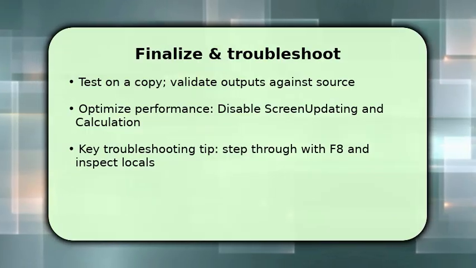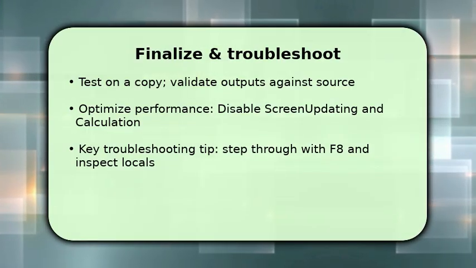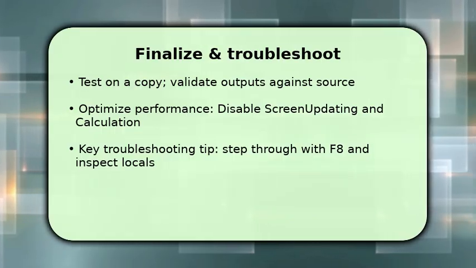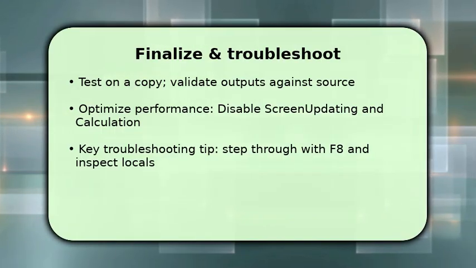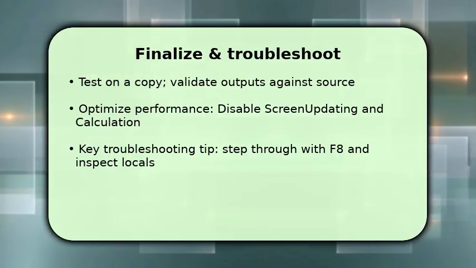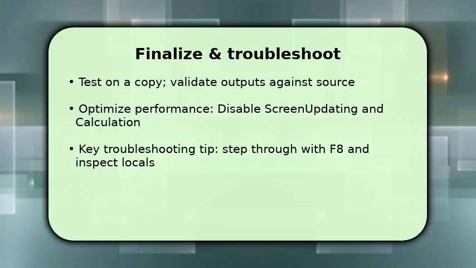If something goes wrong, step through the code with F8, watch the Locals window, and use MsgBox or Debug.Print to inspect variables. This single technique usually reveals logic or range errors fast.